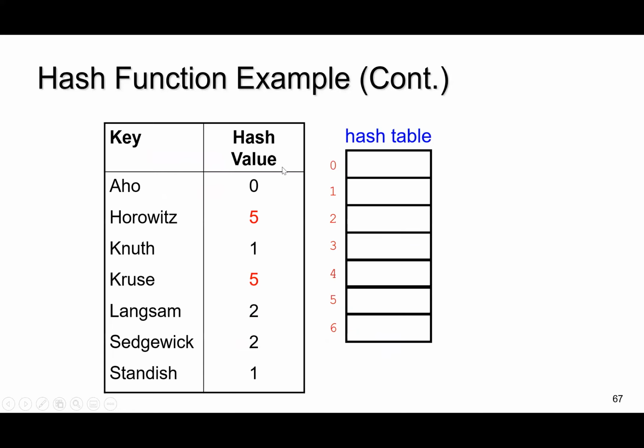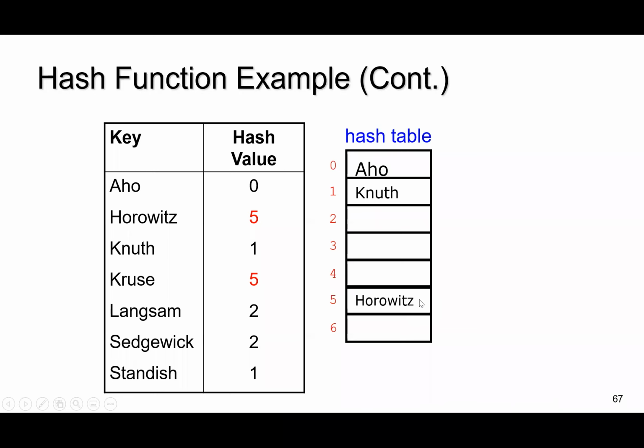So if you use the same hash function to generate the hash value for each of these keys here, this should be the hash value that you get. So for example, this AHO, the hash value is 0, which means that this name should be stored in index 0 in your hash table. And then Horowitz, you get 5, right? The final value. So Horowitz will be stored in index 5 in your hash table.